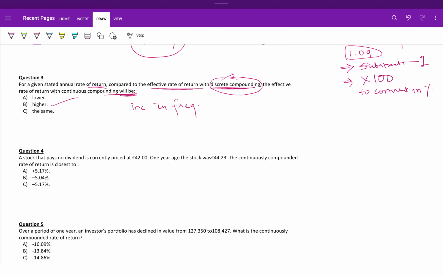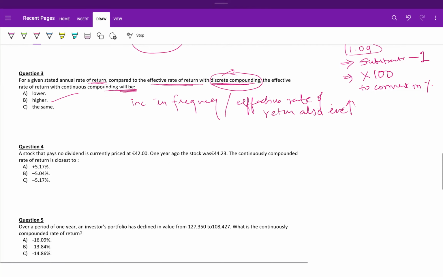the effective rate of return also increases. Okay, so I hope this is clear.